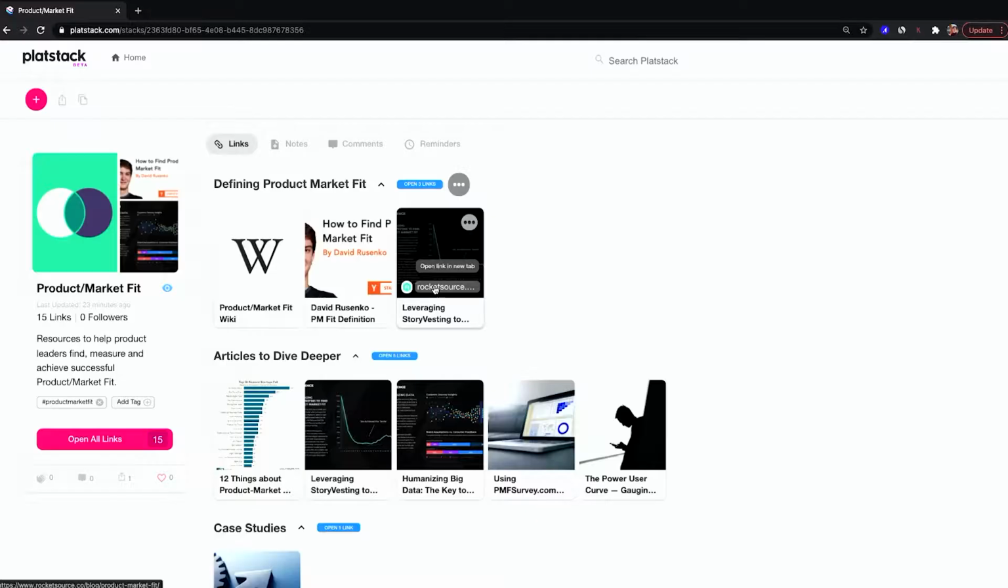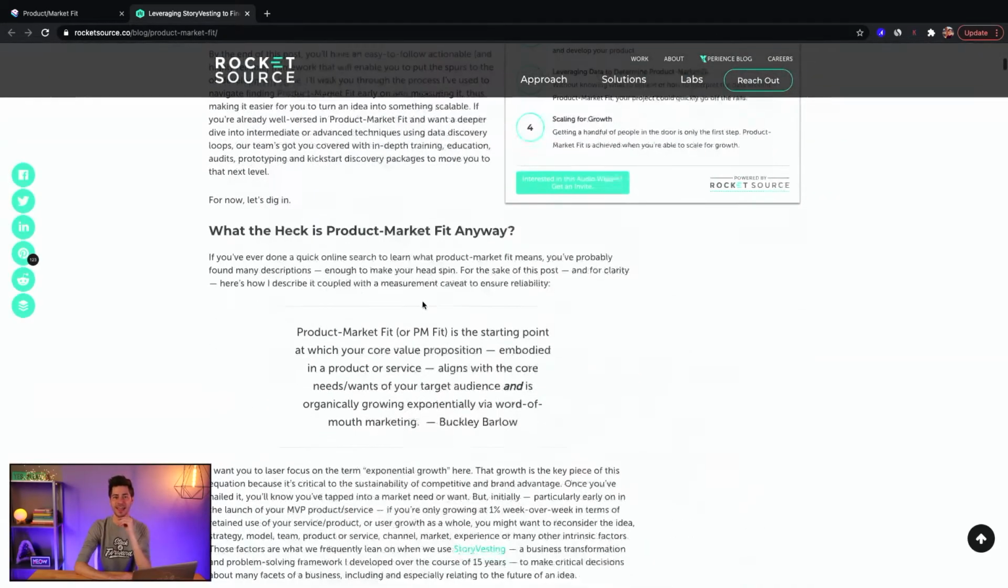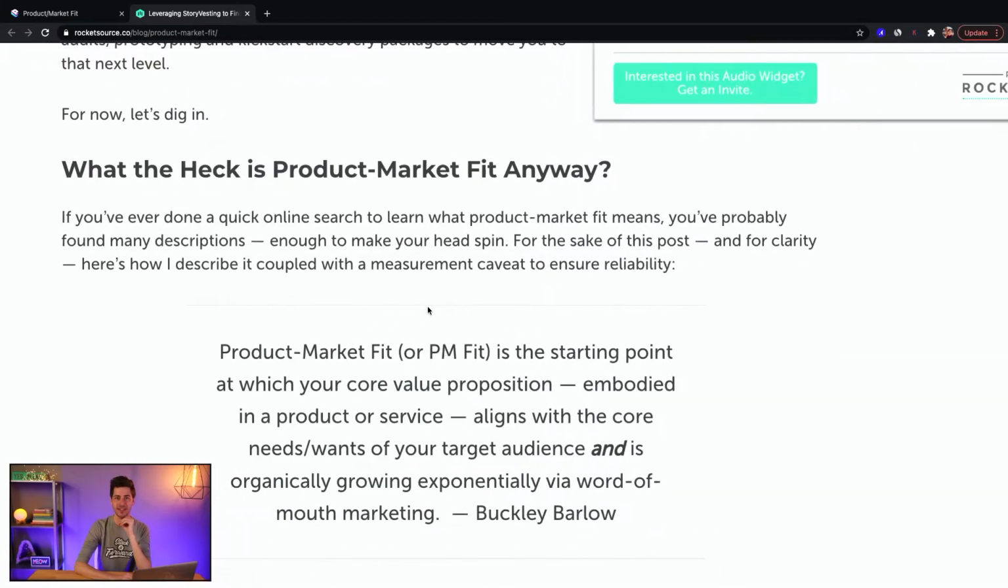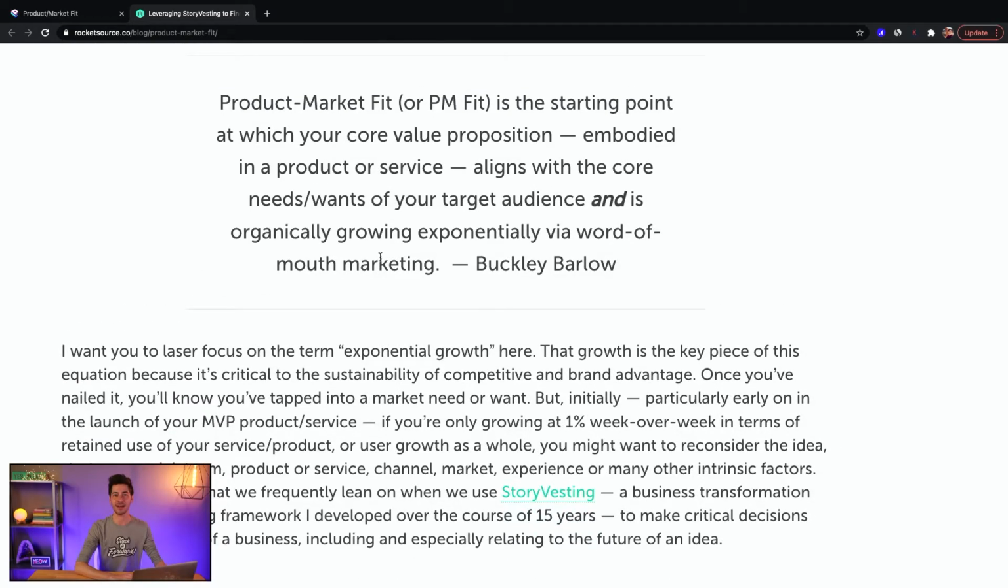To answer this question, I'll take you into this stack and we'll go into this blog article that we wrote on the Rocket Source blog about our journey finding product market fit at Platstack. And I'll start with Buckley's definition here. Basically, he says that product market fit is the starting point at which your core value proposition embodied in a product or service aligns with the core needs and wants of your target audience and is organically growing exponentially via word-of-mouth marketing. And that bit at the end there about exponential growth is key, because this is your viral coefficient, or how likely your product is to spread organically. And the fact is that if you're not seeing organic growth, then you're probably not seeing product market fit.